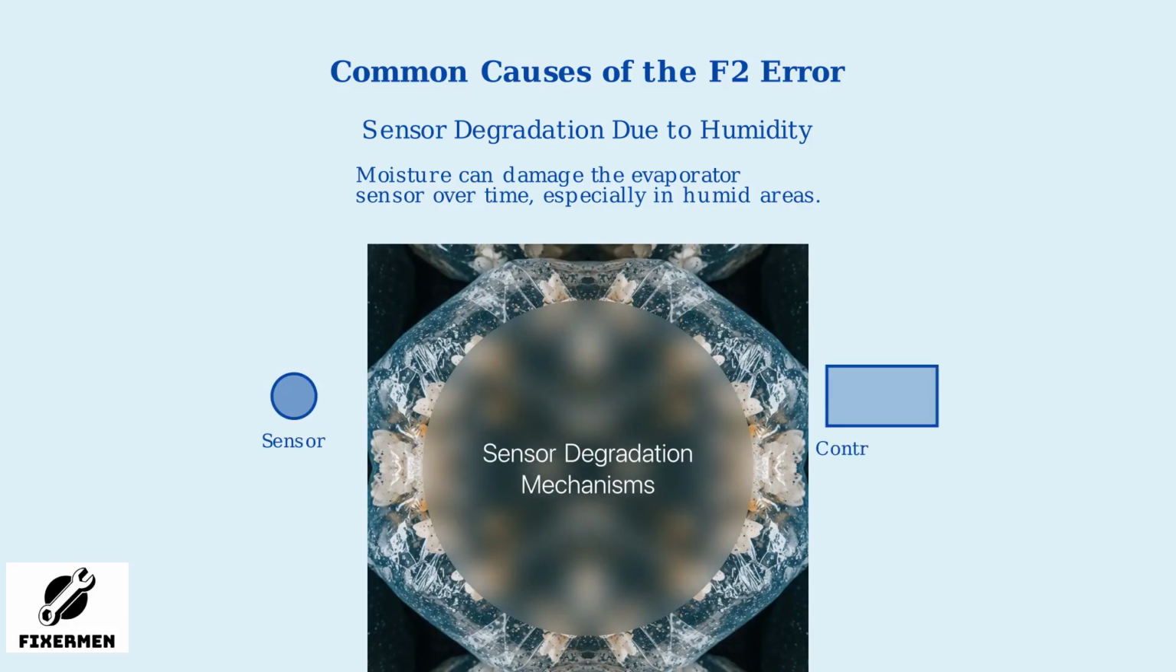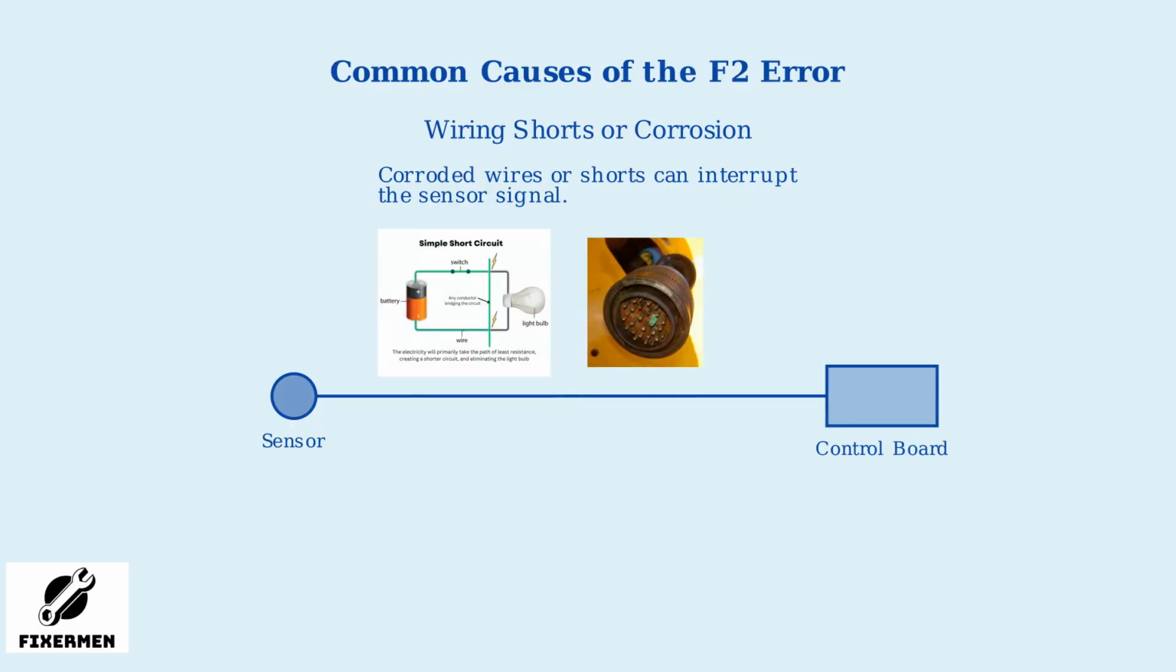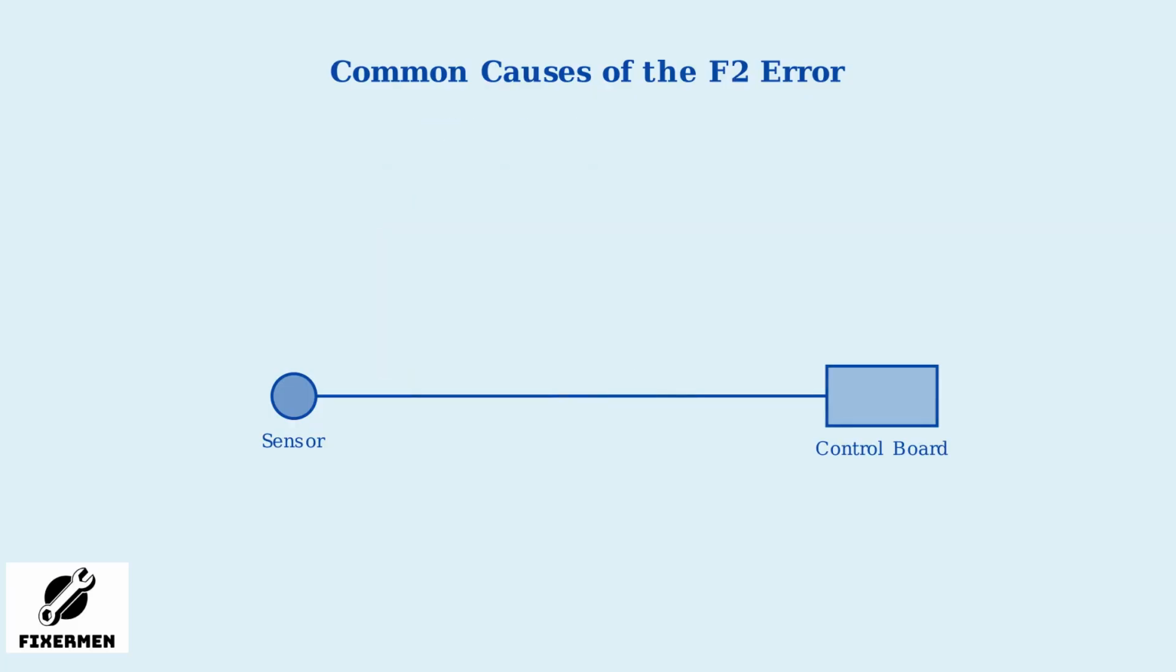Several factors can cause the F2 error in carrier AC systems. The most common include sensor degradation due to humidity. Moisture ingress damages the evaporator sensor over time, especially in humid environments like Florida. Wiring shorts or corrosion can also trigger the F2 error. Corroded connectors or short circuits interrupt the sensor signal to the control board.